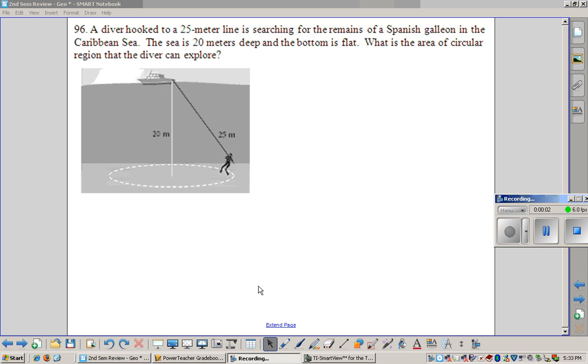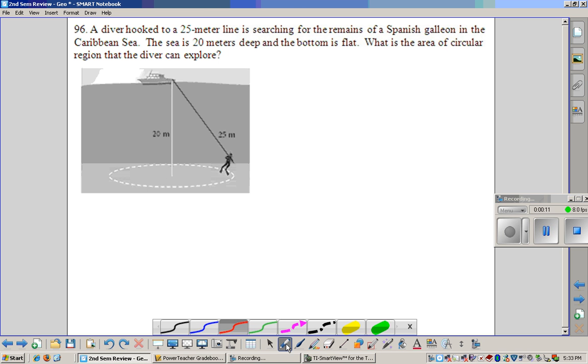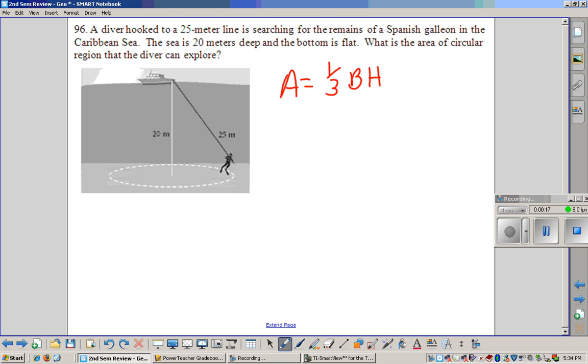Okay, problem 96. If you read through it, it's just a word problem, but in the end, it wants to know what is the area of this cone? So you just need the area of the cone formula, which is 1/3 base times height. B stands for the area of the base, which is a circle, pi r squared, and h is the height. What you don't have is the r, the radius, right here.